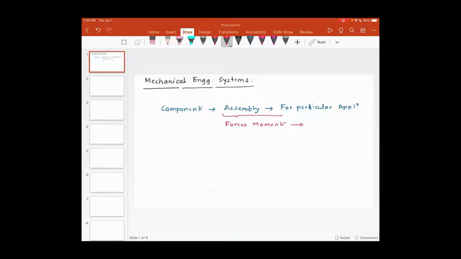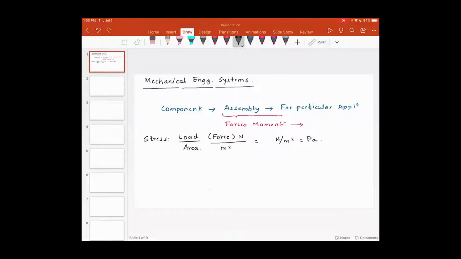So the first and foremost important equation for machine component design is the definition of stress. Stress is given as load divided by area. Now, load is force, that is given in newtons. Area is given in meter square. So the unit of stress is Newton per meter square, which is also given as pascals.